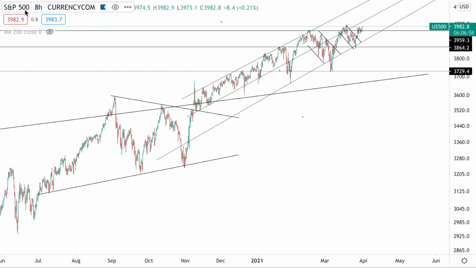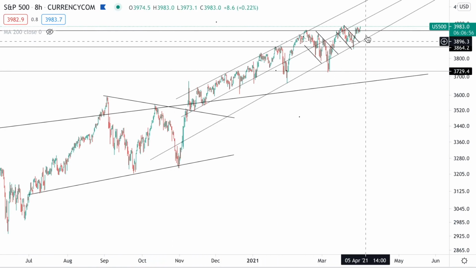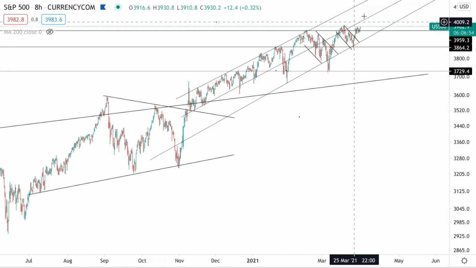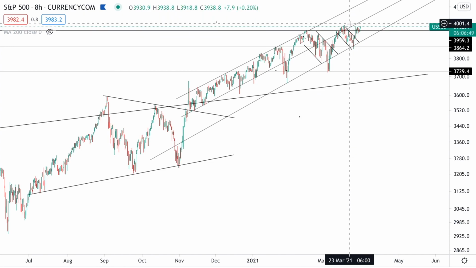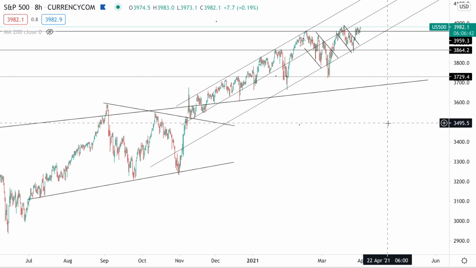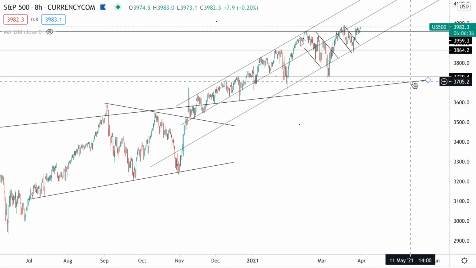We're then going to take a quick look at the S&P 500. Can it break through these resistance levels and head into a larger rally over the coming weeks, or is this move going to fail and head back into these levels of support?